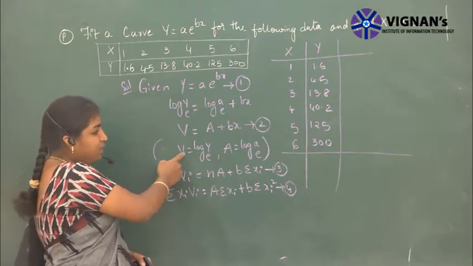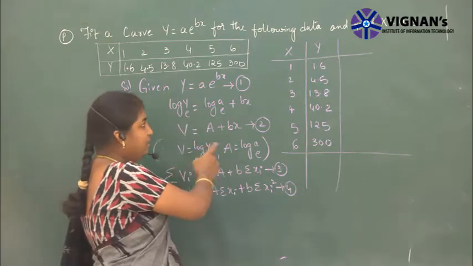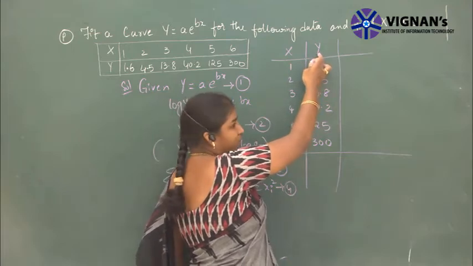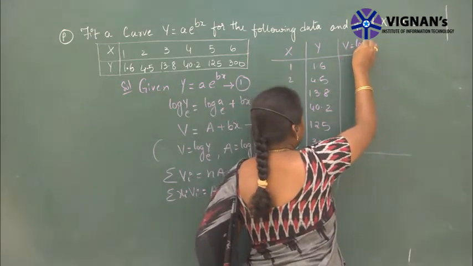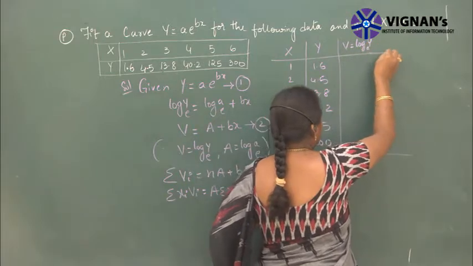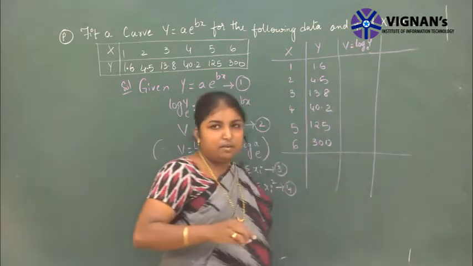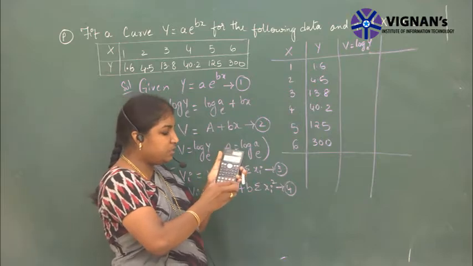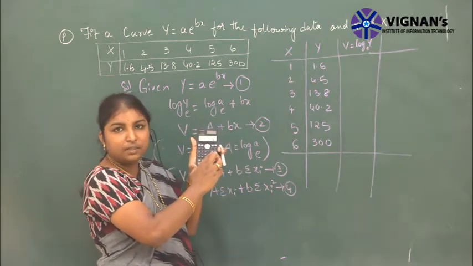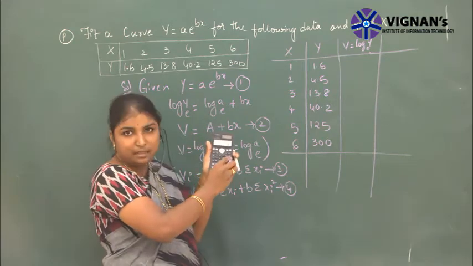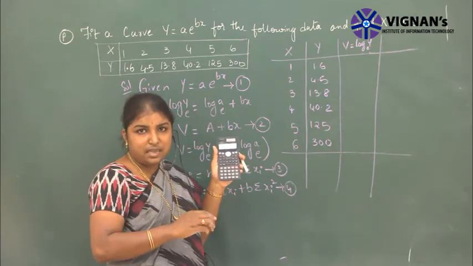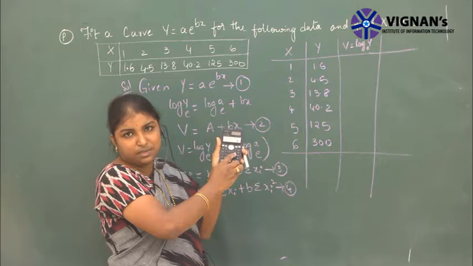Next we are finding V, because we want summation Vi. V means log Y base e. That means we take the logarithm of these Y values. So V is equal to log Y base e. In your calculator, for base e we use the ln button. For finding log base e we use ln. If you have log base 10, we use the log button, right?